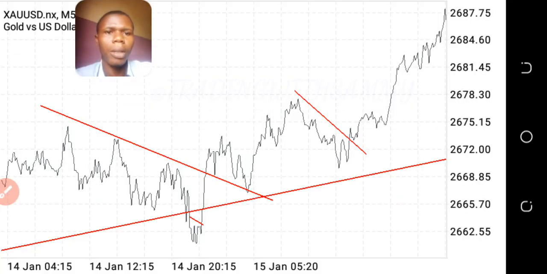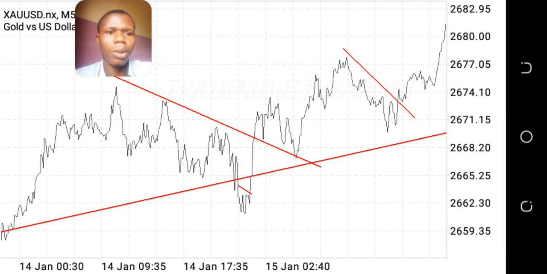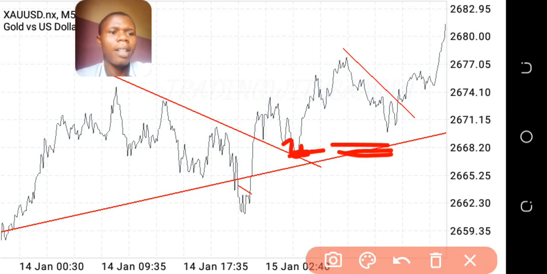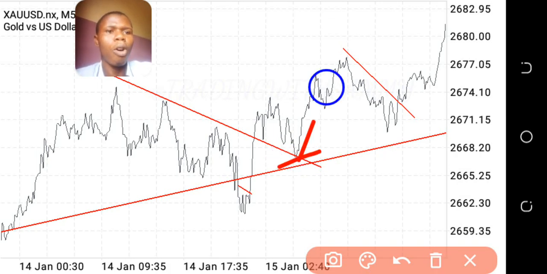And what did we see happen? Price actually came back to this trend line here after the change of character. The market came here and we got our move up. Okay, we got our move up. Now can you see the difference?